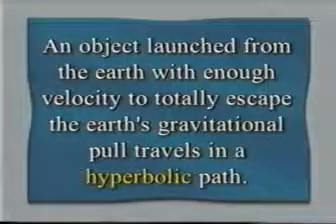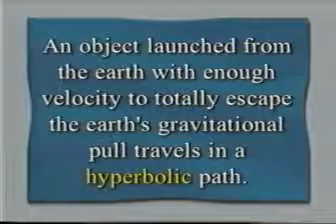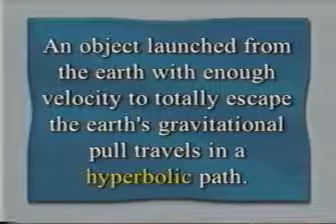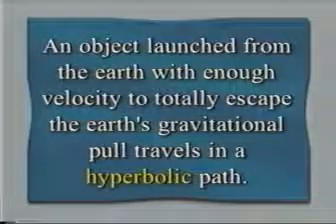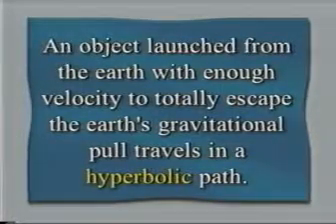So, for example, we launch a communication satellite or a spy satellite. Any type of satellites we launch travel in an ellipse around the Earth. And of course, the Earth travels in an ellipse around the Sun. An object launched with enough velocity to totally escape the Earth's gravitational pull travels in a hyperbolic path in space. Our investigation will begin with the ellipse.